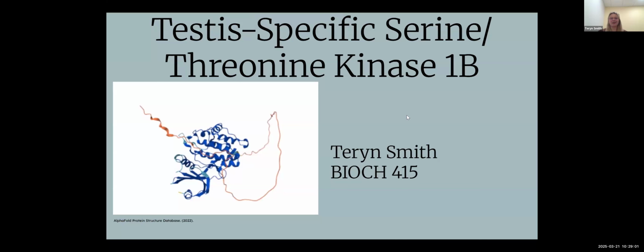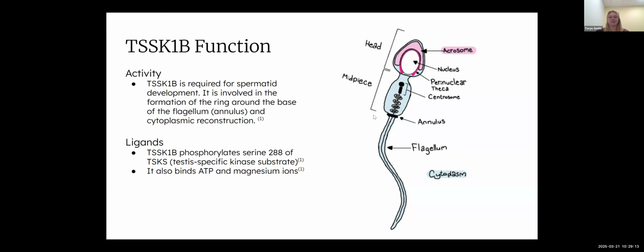Okay, hi, I'm Teryn, and today I'm presenting on testis-specific serine threonine kinase 1B, or TSSK1B. Here's its predicted structure from AlphaFold. Testis-specific kinase 1B is required in spermatogenesis for cytoplasm reconstruction during sperm tail maturation and for the formation of the annulus at the flagellum base. It phosphorylates testis-specific kinase substrate by binding ATP and also magnesium ions, probably to stabilize ATP and facilitate the transfer of the phosphate group from ATP to TSKS.